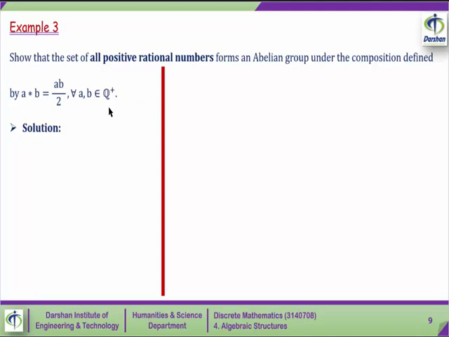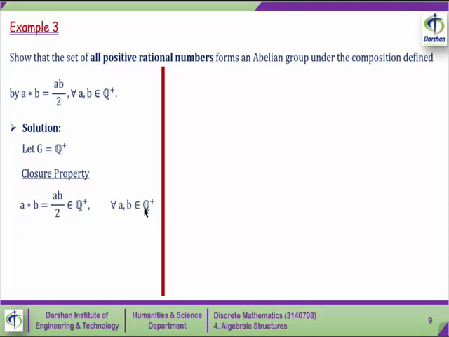All elements of Q plus and commutative properties. So solution, let G is equal to Q plus. Now closure property. So we know that A star B is equal to A into B by 2. Here A and B are positive rational numbers.